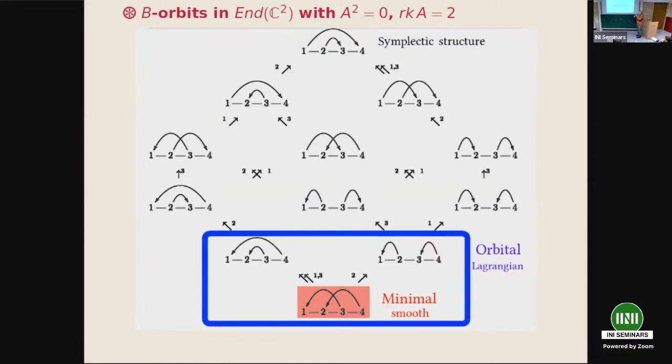Yes, yes, I said C4. It's C4. This is my typo. Yes, I will correct it.